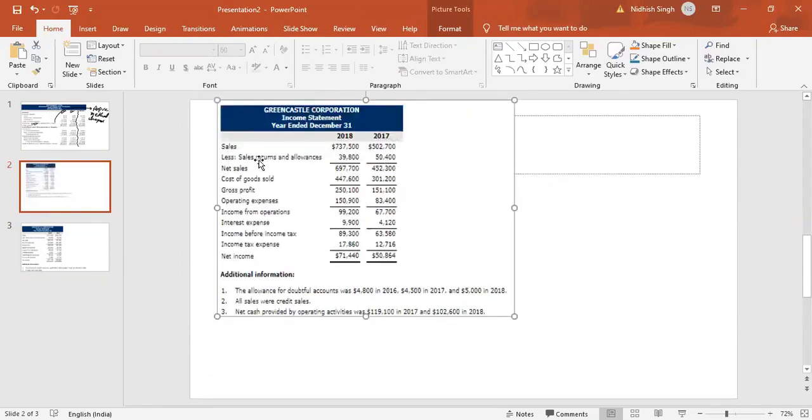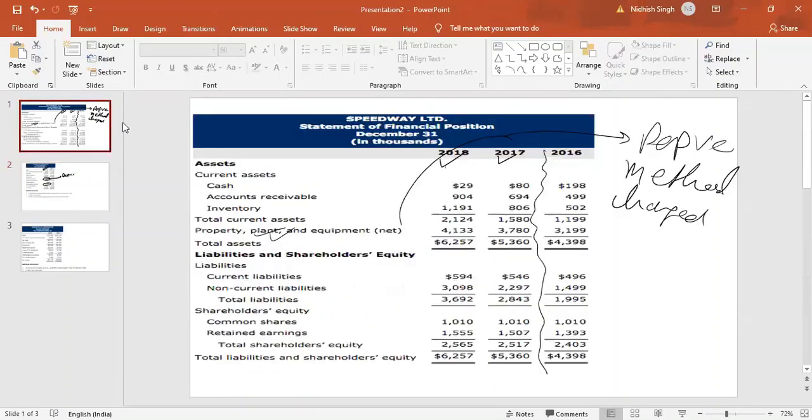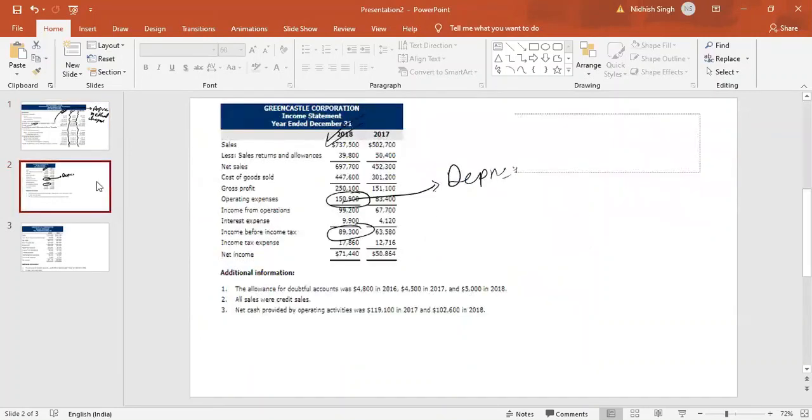So as you can see, your cost of goods sold, operating expenses, all these numbers are related to expense for the year. So operating expense, income before tax, they are impacted by the depreciation method that you choose. So what I'm saying is for 2018, when you make any change, you have made the impact for 2018, but your 2017 numbers are still reflected as old number.